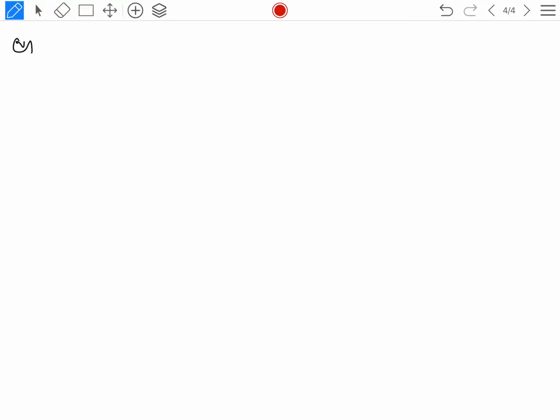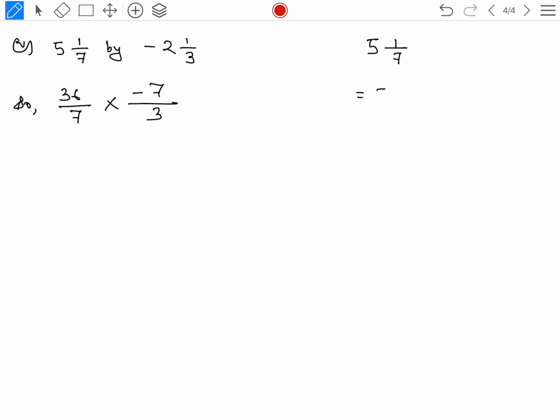Next, numbers 3 and 4 you will do. Let me solve number 5. It is given 5 1 by 7 by minus 2 1 by 3. So in this one, 5 1 by 7 means how much? 7 5s are 35 plus 1, 36, into minus is here, so we'll write minus. Denominator will remain the same, 3. So 3 2s are 6 plus 1, 7. In the case of a mixed fraction, this means 5 plus 1 by 7. Yes or no? So 7 will be the LCM. 35 plus 1 by 7, that means 36 by 7.